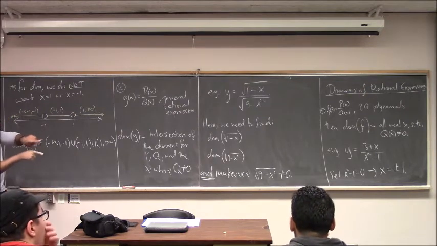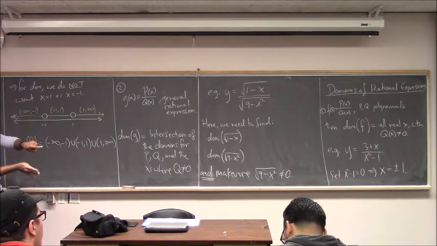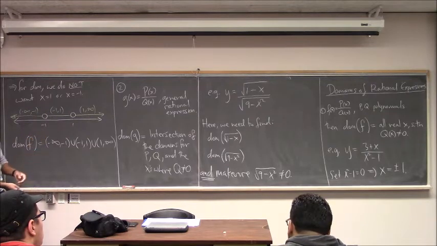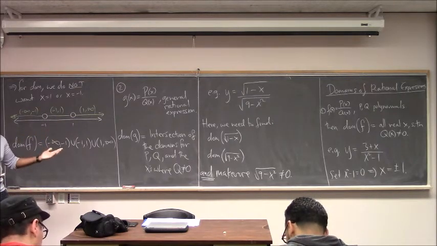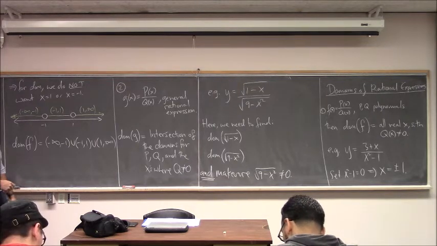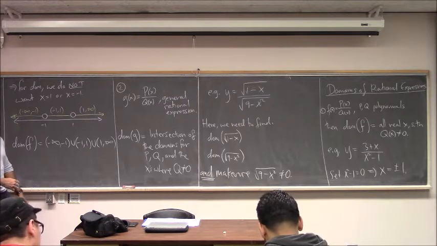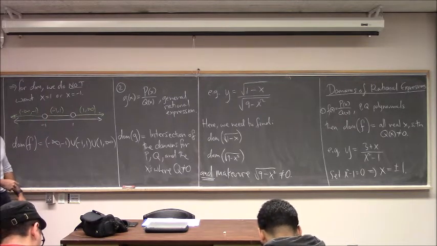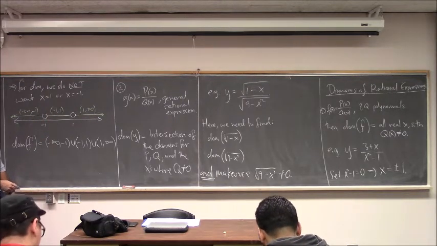If you have just two polynomials being divided, you only need to worry about the denominator being 0 and you're good, because otherwise the polynomials will work anywhere. However, if you throw other functions into the mix, depending on what those look like, it might change the answer a little bit. For example, the radicals have restrictions themselves, so you need to figure that out.